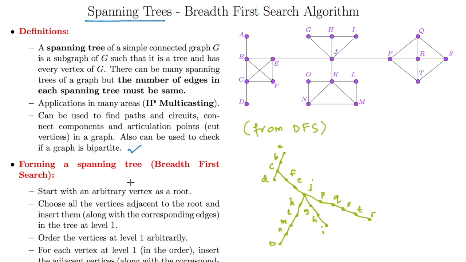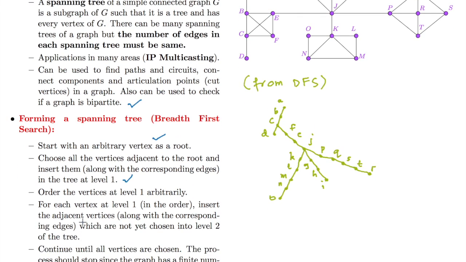So what do we do, in simple words? We start with an arbitrary vertex as a root, and then we choose all the vertices adjacent to the root and insert them along with their corresponding edges in the tree at level 1. Then we order those vertices at level 1 in any arbitrary order. Then for each vertex at level 1, we insert the adjacent vertices along with the corresponding edges which are not yet chosen into level 2 of the tree, avoiding circuits or cycles.